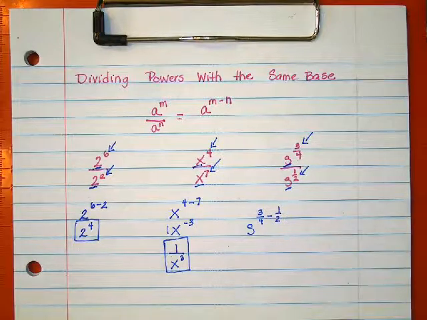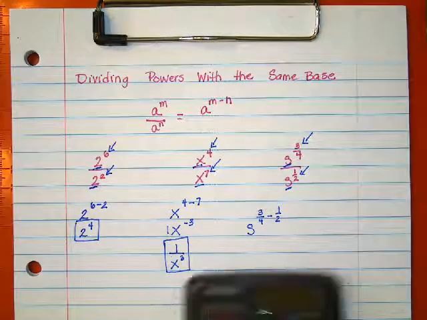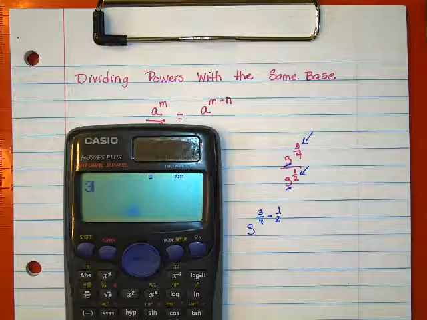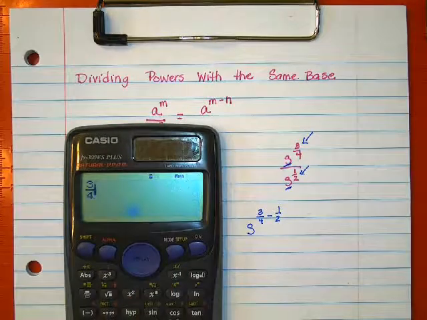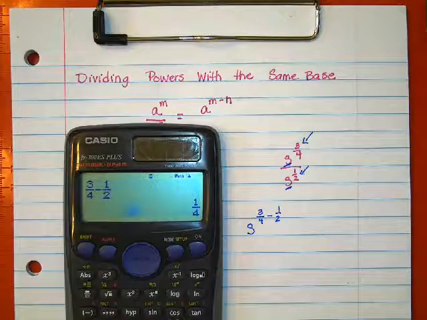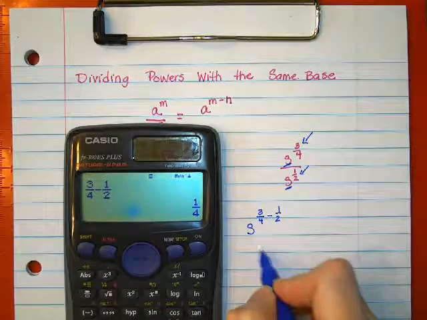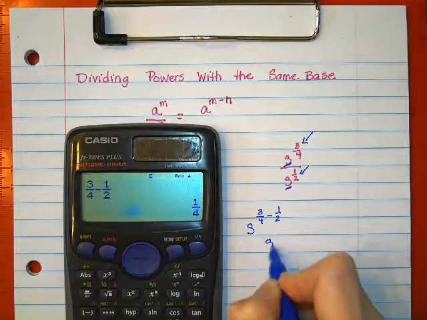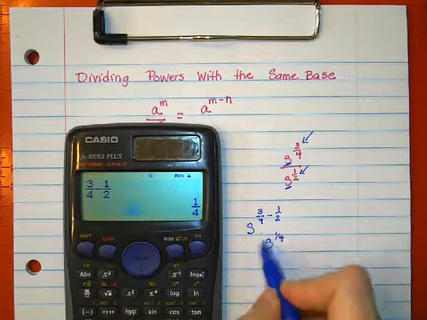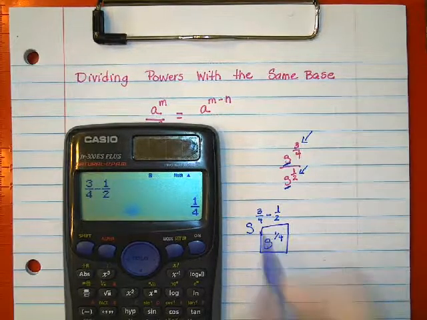We're going to break out that trusty calculator in case you don't want to do these by hand. So I'm going to do 3/4, and then I'll subtract 1/2, and then I will get 1/4. So this becomes s to the 1/4, and 1/4 is positive, so this would be my final answer.